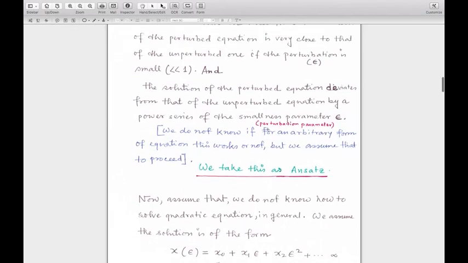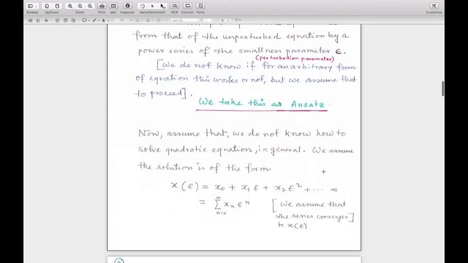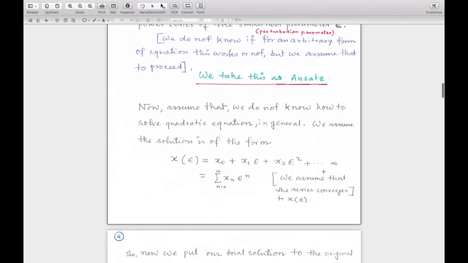So this type of thing is called an Ansatz. Ansatz is a German word which basically means the primary approximation, which doesn't have any proof, but comes out of intuition. Now assume that we do not know how to solve a quadratic equation.